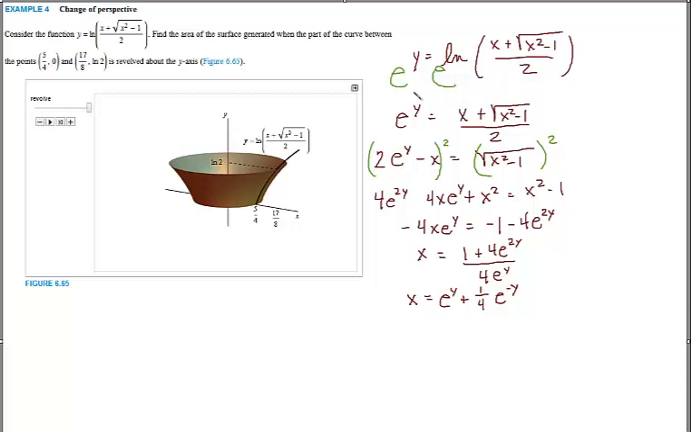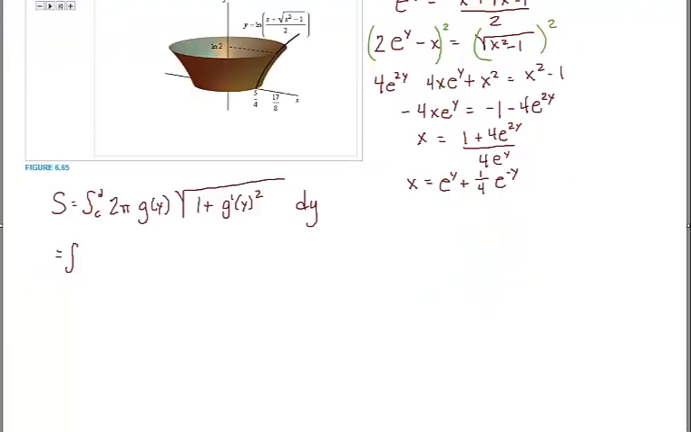Alright, now that was kind of messy, but I just used this logarithmic technique to get the x isolated, so good to get the function in terms of y. And now we're going to do the setup for the surface area. Alright, let's set it up. We're integrating with respect to y, so I look up and down this axis for my limits of integration. That goes from 0 to the natural log of 2.